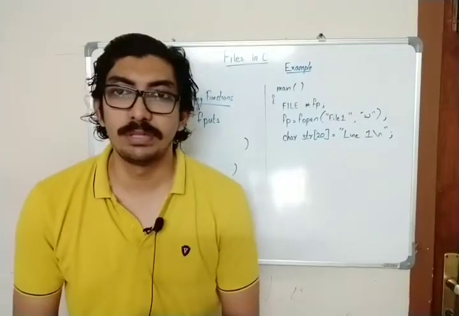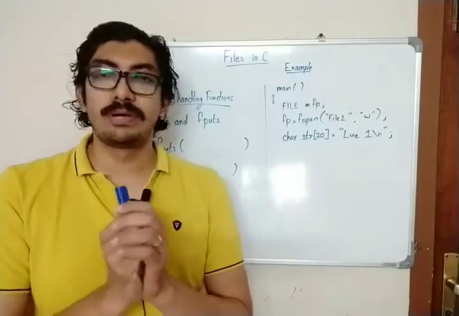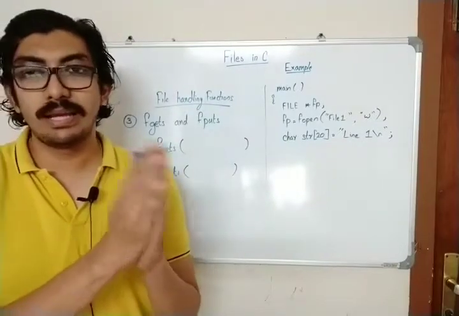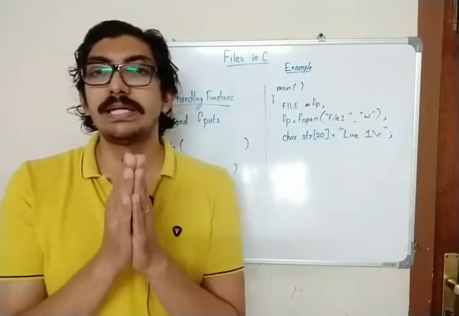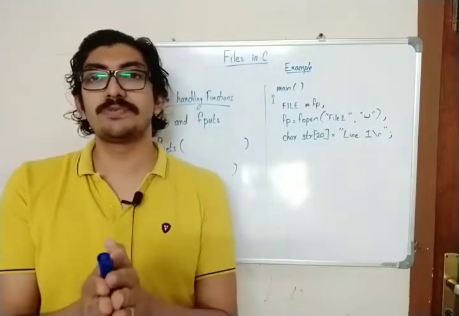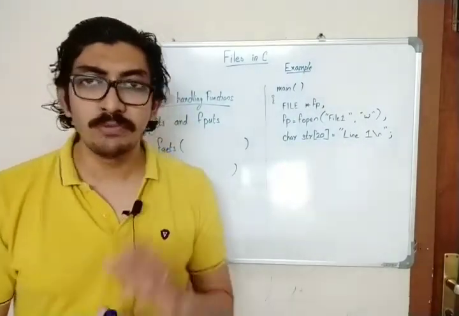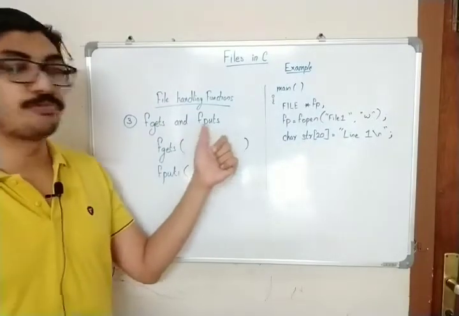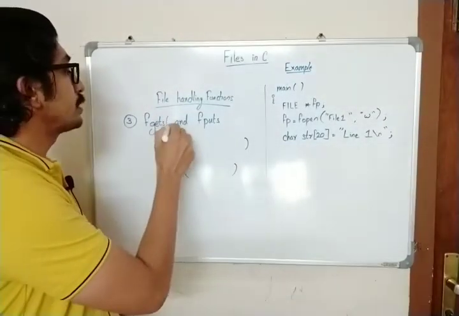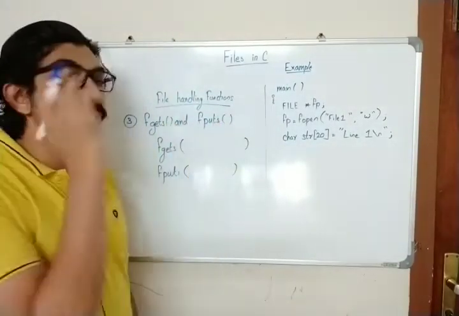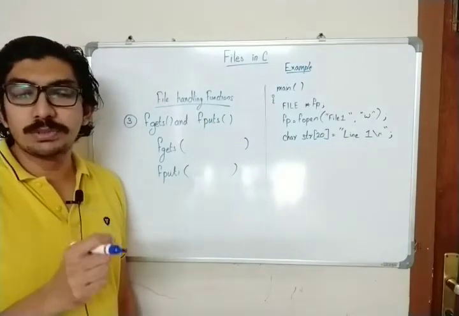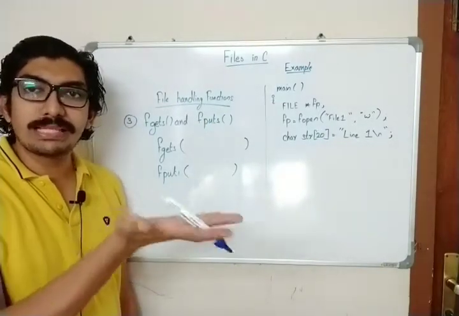Okay, now we will move on to the important functions, which is regarding read and write. As I have said earlier, we are having different functions for reading as well as different functions for writing. We will see it one by one. First we will see fgets and fputs. These functions are used to read and write contents as a line.